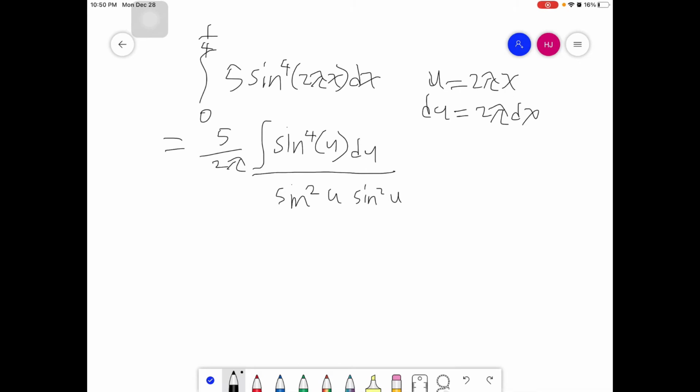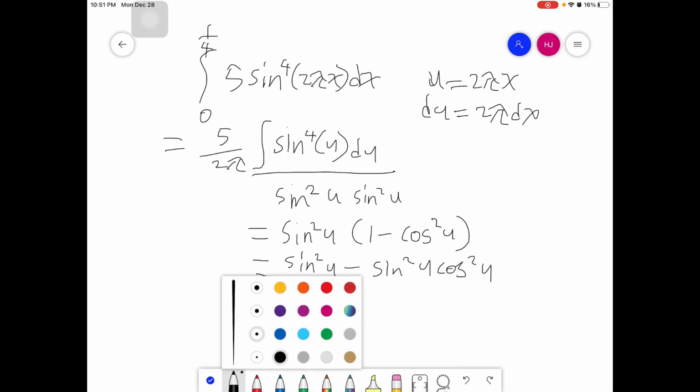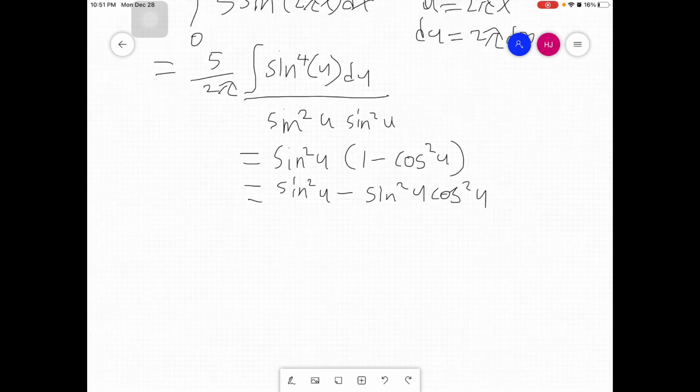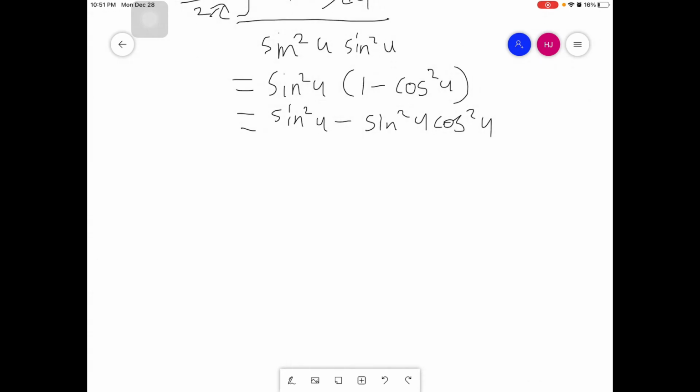I'm going to replace one of them with 1 minus cosine squared. So this would be sine squared u times 1 minus cosine squared u. And then this would be sine squared u minus sine squared cosine squared. From there, we can use the half integral formulas.